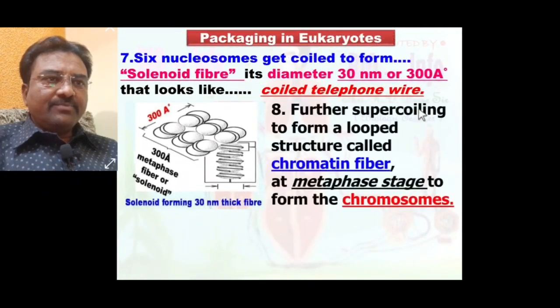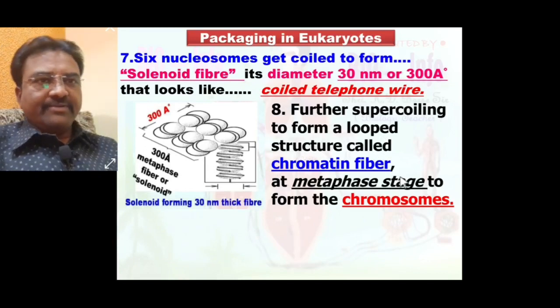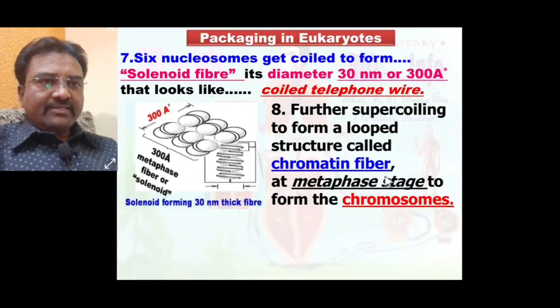Further supercoiling forms a looped structure called chromatin fiber. This means the solenoid fiber is converted into chromatin fiber because of supercoiling to form a looped structure, and such chromatin fiber at the metaphase stage forms chromosomes.